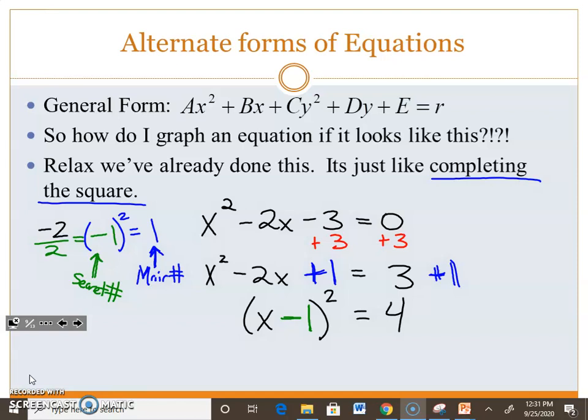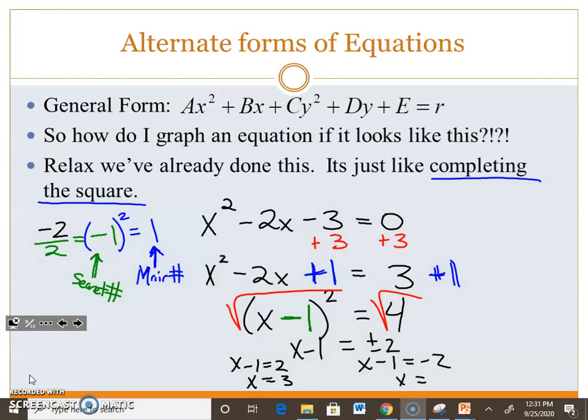Now, when we do completing the square, this is actually as far as we need to go for what we're going to do for our circles. But if you're curious, after we get to this point, we would want to square root both sides. That gives me an x minus 1 equals plus or minus 2. Once I get those two equations, I'm going to solve x minus 1 equals 2, x minus 1 equals negative 2, and I find that x equals 3, and I find that x equals negative 1.